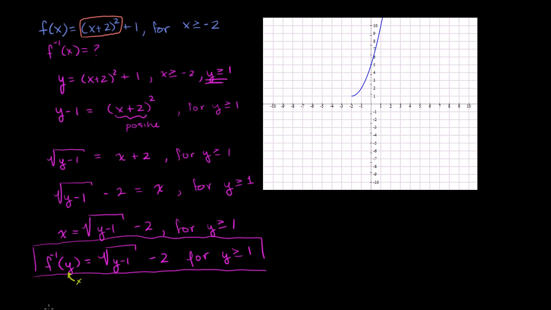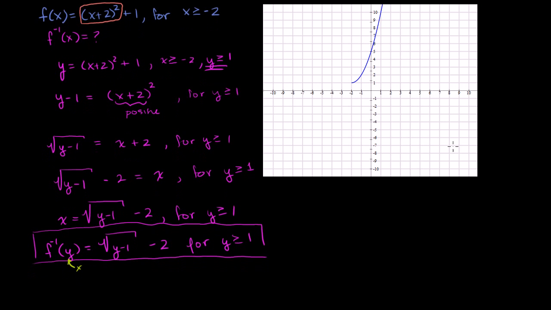So we could just rename y for x. And then we would get, let me scroll down a little bit, f inverse of x, and I'll highlight it here just to show you we're renaming y with x. You can rename it with anything really. f inverse of x is equal to the square root of x minus 1 minus 2 for, we have to rename this too, for x being greater than or equal to 1. And so we now have our inverse function as a function of x.